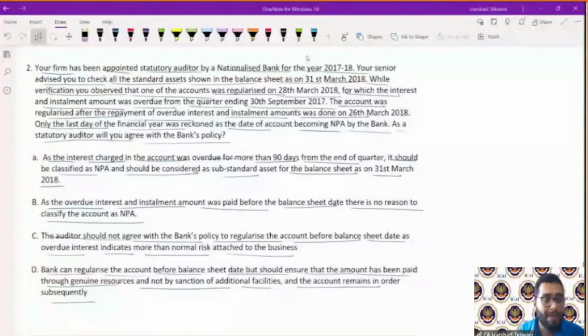So for that, you need to understand first of all whether the amount or the way the account is regularized is appropriate. So you see on the condition that when the amount was paid and what was the condition of overdue for declaring that account as an overdue from quarter 30th September 2017. Then only you will be able to correlate both.